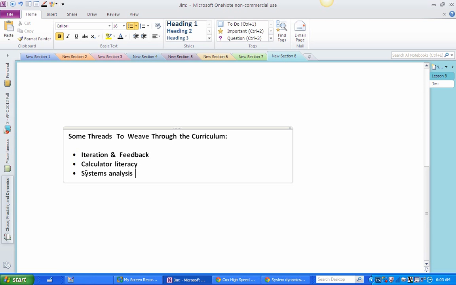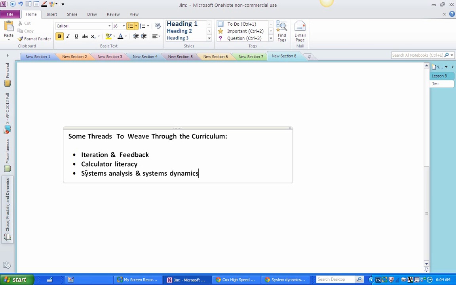Systems analysis. NASA started systems analysis, probably invented the term, I guess, back in the late 50s when they were trying to begin the space program. It was going to be the greatest thing since sliced bread, and it's been getting pretty moldy in the pre-college curriculum over the past 40 years, 50 years or so.